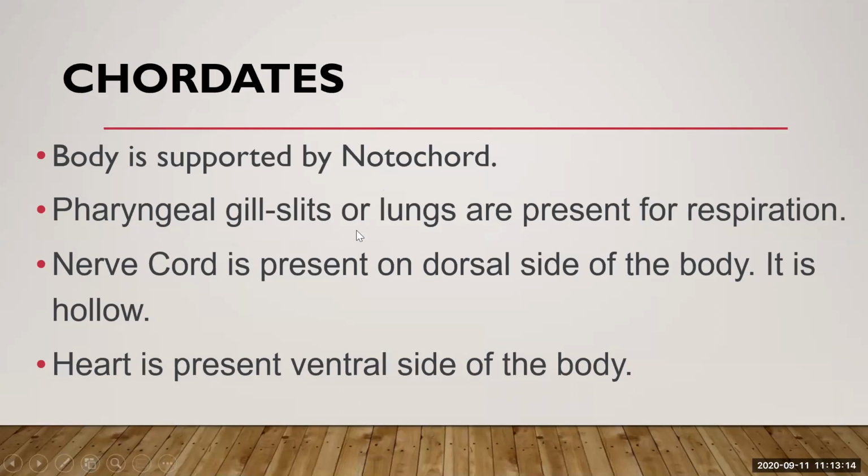Pharyngeal gill slits or lungs are present for respiration. Like fishes, they have gills, and we have lungs for respiration. The nerve cord is present on the dorsal side of the body. It is hollow. I told you dorsal side means the back side.